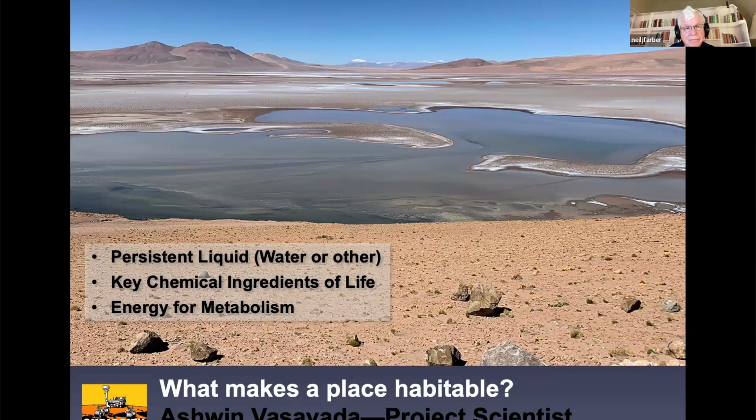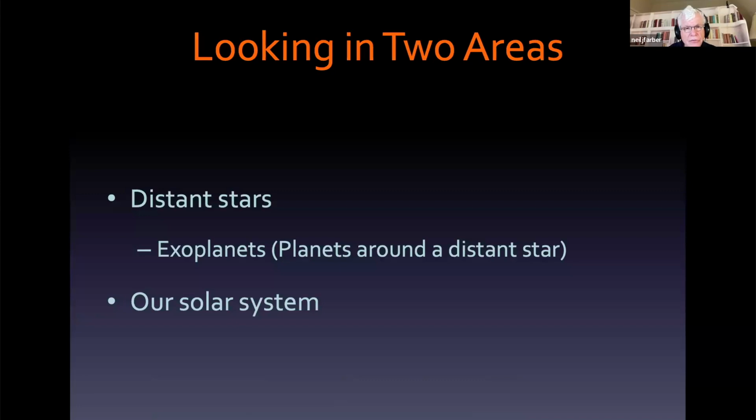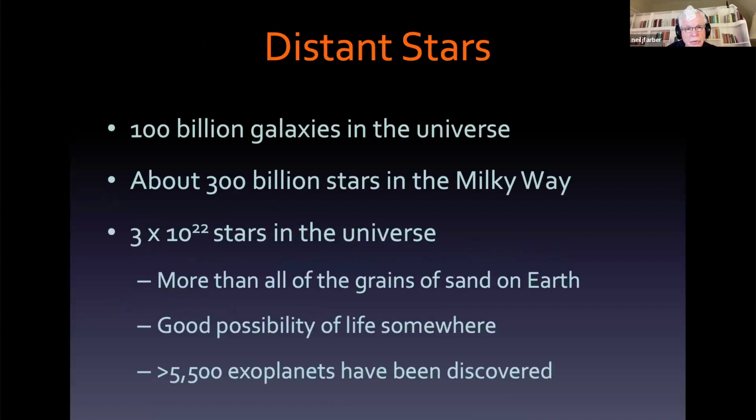Next slide. So we've been looking in two areas. One is in distant stars. The other is, and these are basically exoplanets, of course, or our own solar system. Next slide. So the first thing is distant stars.